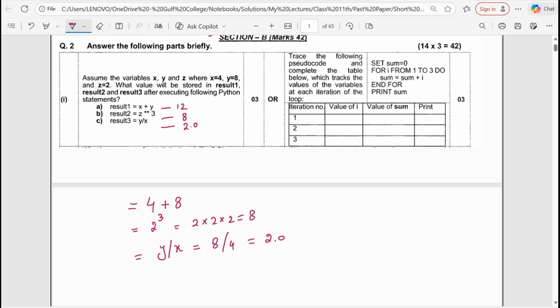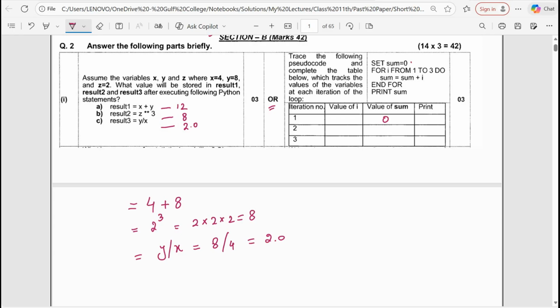Question number 1, then the OR part. I'm going to solve the OR part. In the OR part, they ask us to trace the following pseudocode and complete the table below which tracks the value of the variable at each iteration of the loop. Set sum equal to 0. At this stage, the value of sum will be 0.